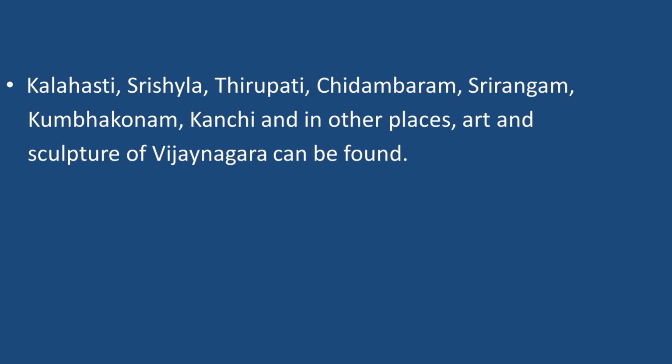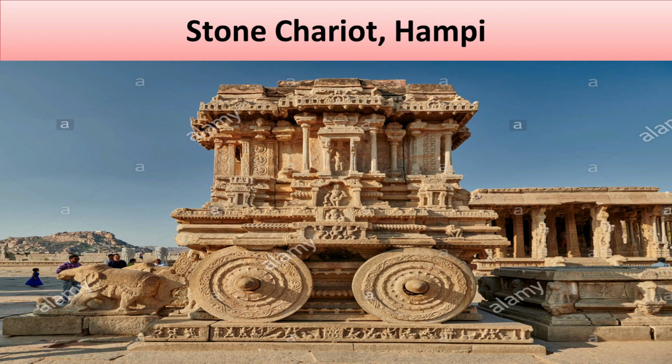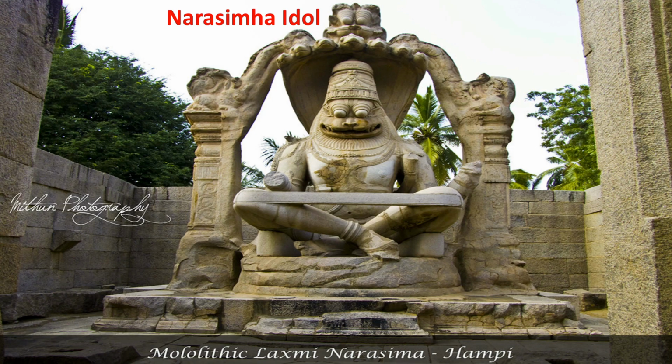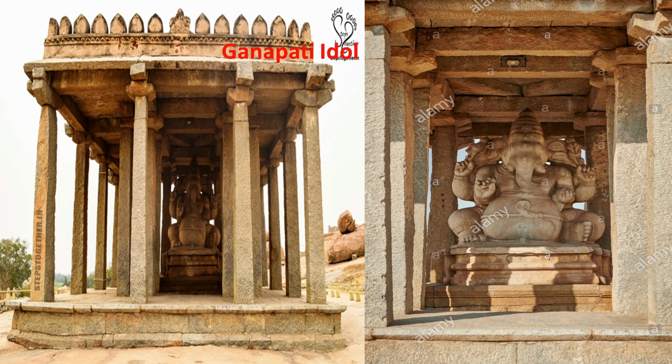Kalahasti, Srishaila, Tirupati, Chidambaram, Srirangam, Kumbakonam, Kanchi, and in other places art and sculpture of Vijayanagara can be found. Stone chariot of Hampi, idols of Narasimha and idols of Ganapati illustrate the monolith stone sculpture of the Vijayanagara region. What do you mean by monolith stone sculpture? Monolith stone sculpture means they are carved out of a single stone.